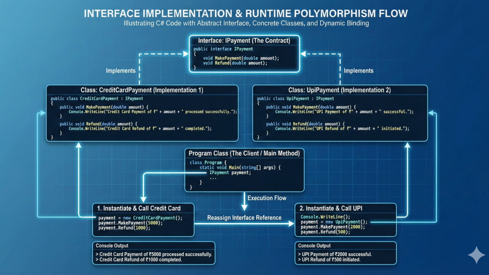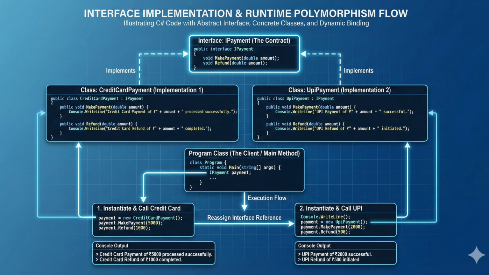After this, the diagram shows a reassignment of the interface reference. The same IPayment variable is now assigned to a new UPIPayment object. This step clearly demonstrates that one interface reference can work with multiple implementations. When the payment and refund methods are called again, the UPI-specific logic is executed. The code inside the main method remains unchanged, but the behavior of the program changes based on the object assigned at runtime. This is exactly what we mean by runtime polymorphism.